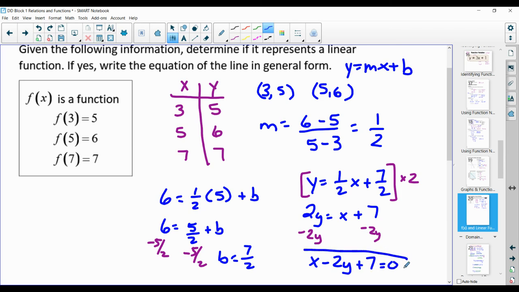So the function notation is the new piece. I just wanted to give you a chance to review something from the last unit.